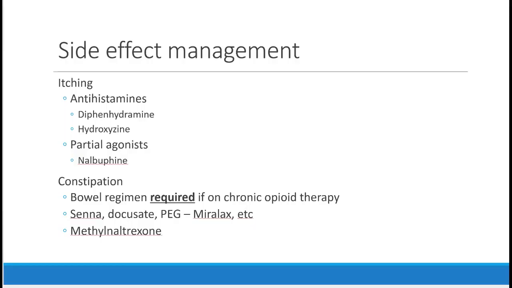Side effect management. Talked about itching with Nubain a little bit, but you can give antihistamines for itching with opioids, so diphenhydramine and hydroxyzine. Hydroxyzine is probably the most common one. Hydroxyzine's brand name is Vistaril. Hydroxyzine is a little bit less sedating and less anticholinergic than its friend Benadryl or diphenhydramine, and that's why it's probably more commonly used.